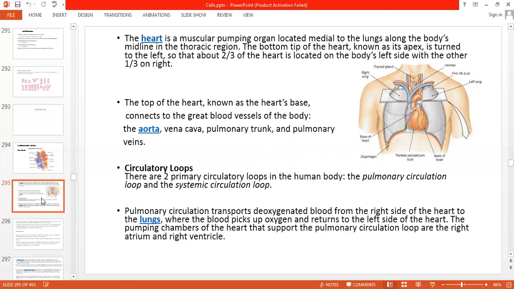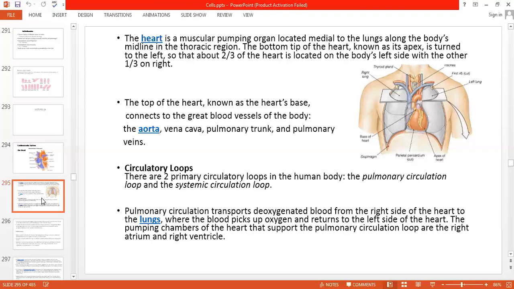Circulation loops. There are two primary circulation loops in the body. One is the pulmonary circulation loop and the other is the systemic circulation. What do you understand by pulmonary circulation? It means from the heart to the lungs and lungs to the heart, the blood supply is known as pulmonary circulation. And systemic circulation is from the heart to the whole body system through the aorta and vena cava.